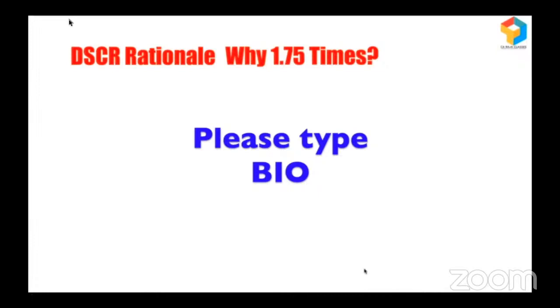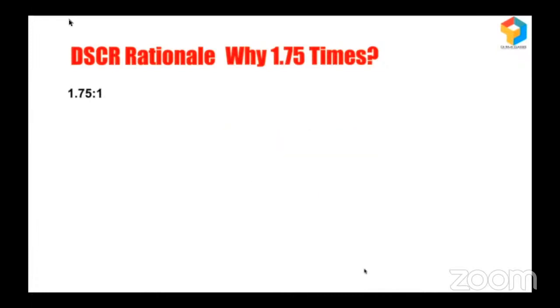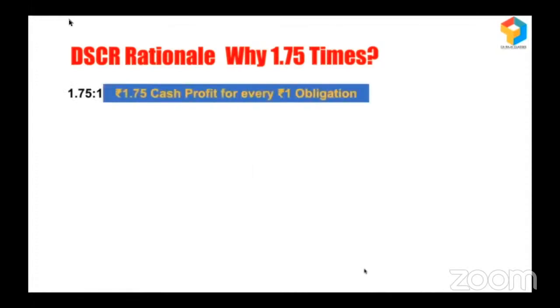Okay, let me explain the rationale behind this minimum DSCR. Look at this. If DSCR is 1.75 is to 1, it means for every 1 rupee obligation, there is a cash profit of 1 rupee 75 paise. So from 1 rupee 75 paise, 1 rupee can be paid, and what is left with the business is this 75 paise. This 75 paise is the profit after tax, after dividend, after paying interest, and after paying principal also.